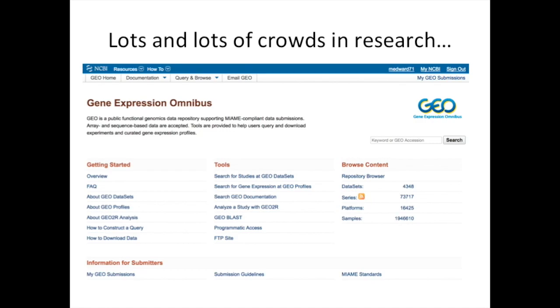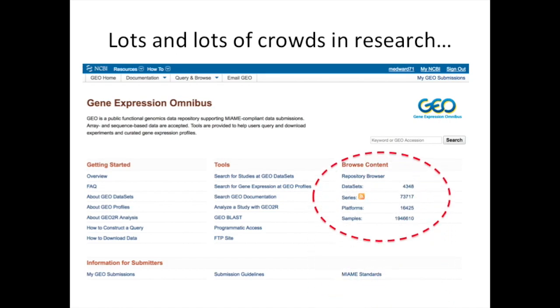There are lots and lots of crowds in research. Has anybody seen this page, Gene Expression Omnibus? Anybody familiar with it? This is basically where we're dumping all our public data. Has anybody tried to get information studies out of GEO? Anybody? No? You're not missing anything. It's hard. And it's terrible, right?